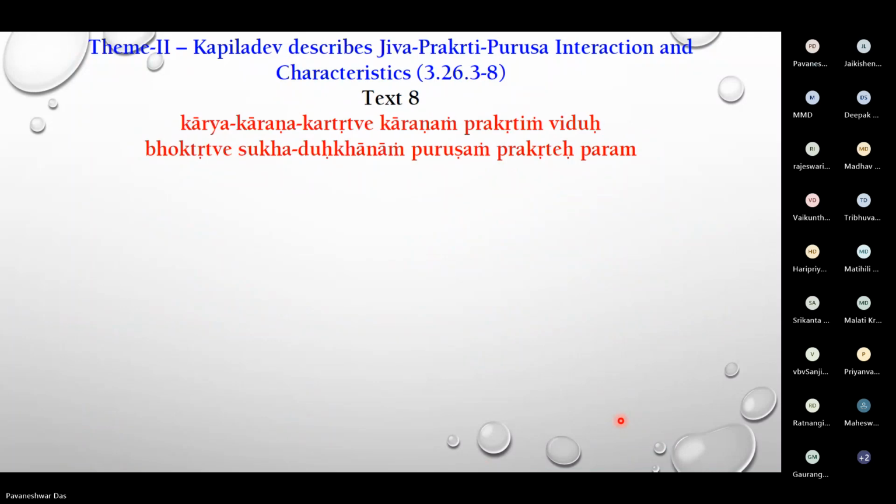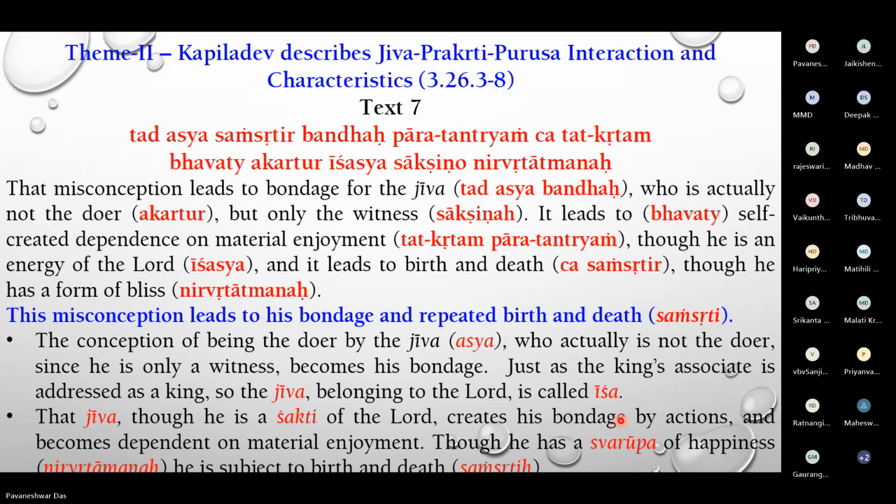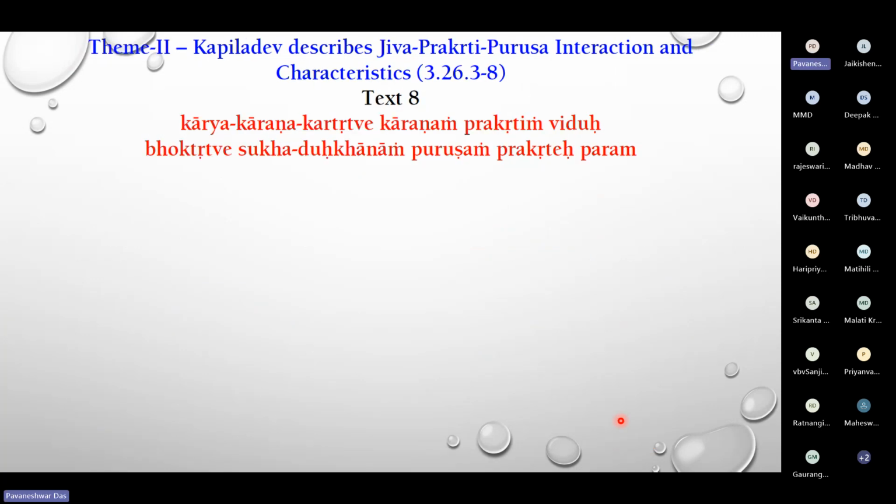So then, how is this happening? How are this misconception and bondage and all these things happening? The doership mentality and the karma and all these things are happening. Karya karana kartrutve karanam prakrutir ucyate, bhoktrutve sukha duhkhanam purusha prakruter param.